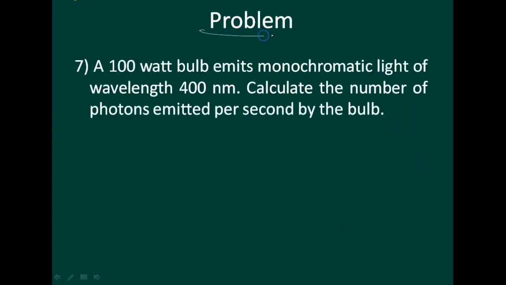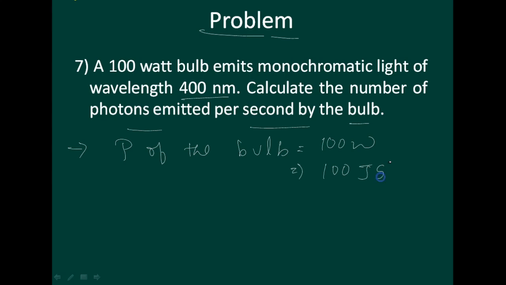again there is one problem. Consider the problem: a 100-watt bulb emits monochromatic light of wavelength 400 nanometer. They have given the wavelength. Calculate the number of photons emitted per second by the bulb. They have given the power of the bulb as 100 watt, so this can be written as 100 joule per second. Next, the energy of the photon.